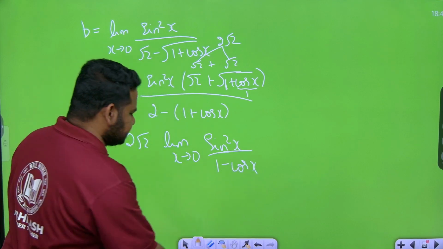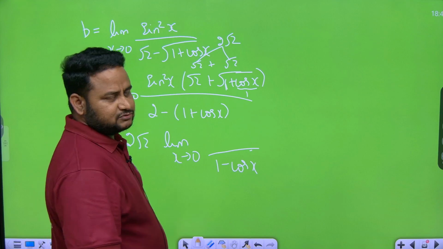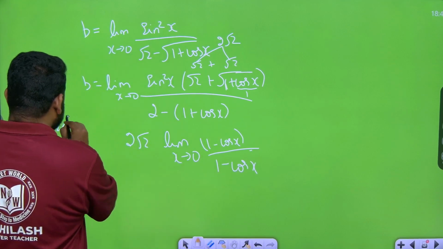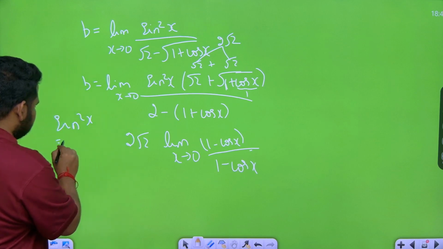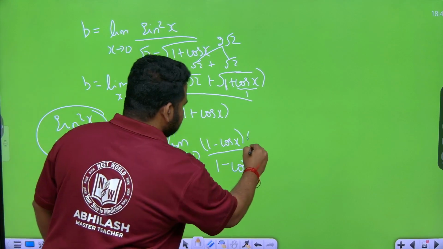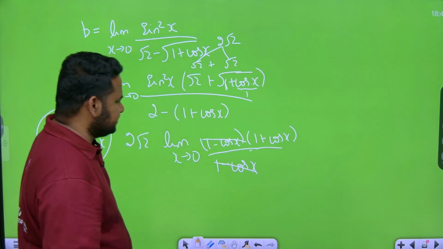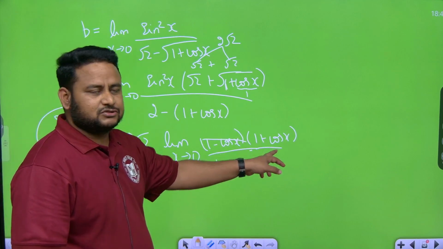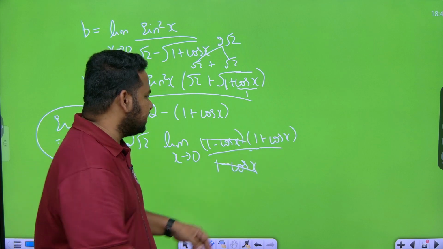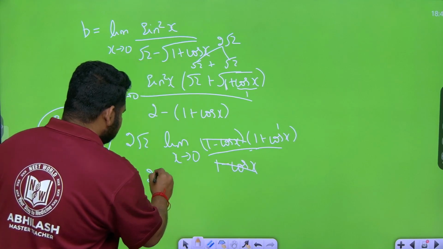The sin square x I can write as 1 minus cos square x. 1 minus cos square x can be written as 1 minus cos x into 1 plus cos x. You can have a note of it. Got it. So 1 minus cos x cancels, and I am left with 1 plus cos x. If I apply 0, I get 1 plus cos 0. Cos 0 is 1, so 1 plus 1 is 2, so I will get 2 root 2 into 2.